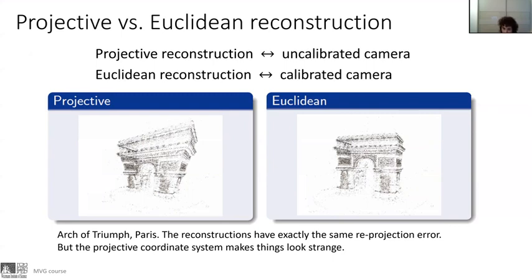Essentially, this reconstruction on both sides has the same error, but the left side seems strange and the right side does not seem strange. Visually, this is the difference between the projective reconstruction and the Euclidean reconstruction. Now, let's dive in to understand why we have these differences.